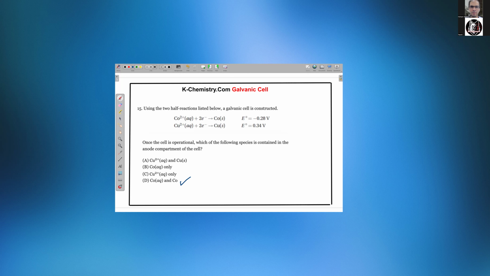So let me tell you again. Once the cell is operational, which of the following species is contained in the anode compartment of the cell? So this is the anode. This is the one that's going to be oxidized, correct? It's more negative, so this is oxidizing. So I have cobalt here and cobalt 2 plus here. And then I have copper here. This is the cathode, and this is the copper and copper 2 plus.